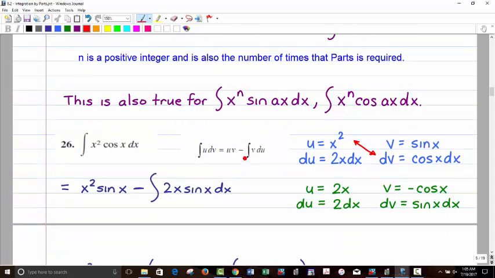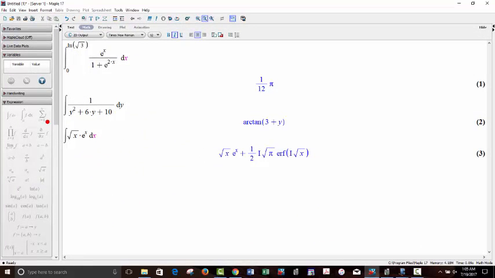So let me jump over to Maple and show you. Say if we had, let me fix this up, I want to make this x to the 10th.